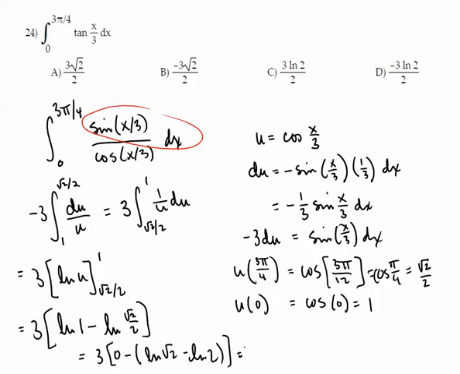And so we have 3 times, and the ln of square root of 2 is going to be written as 1/2 ln of 2, and that should be a minus in front of that, and then a plus ln of 2. So we're going to get ln of 2 minus 1/2 of ln of 2, which is 1/2 of ln of 2. So it's 3 times 1/2, or 3/2 of ln of 2. And that answer would be C.